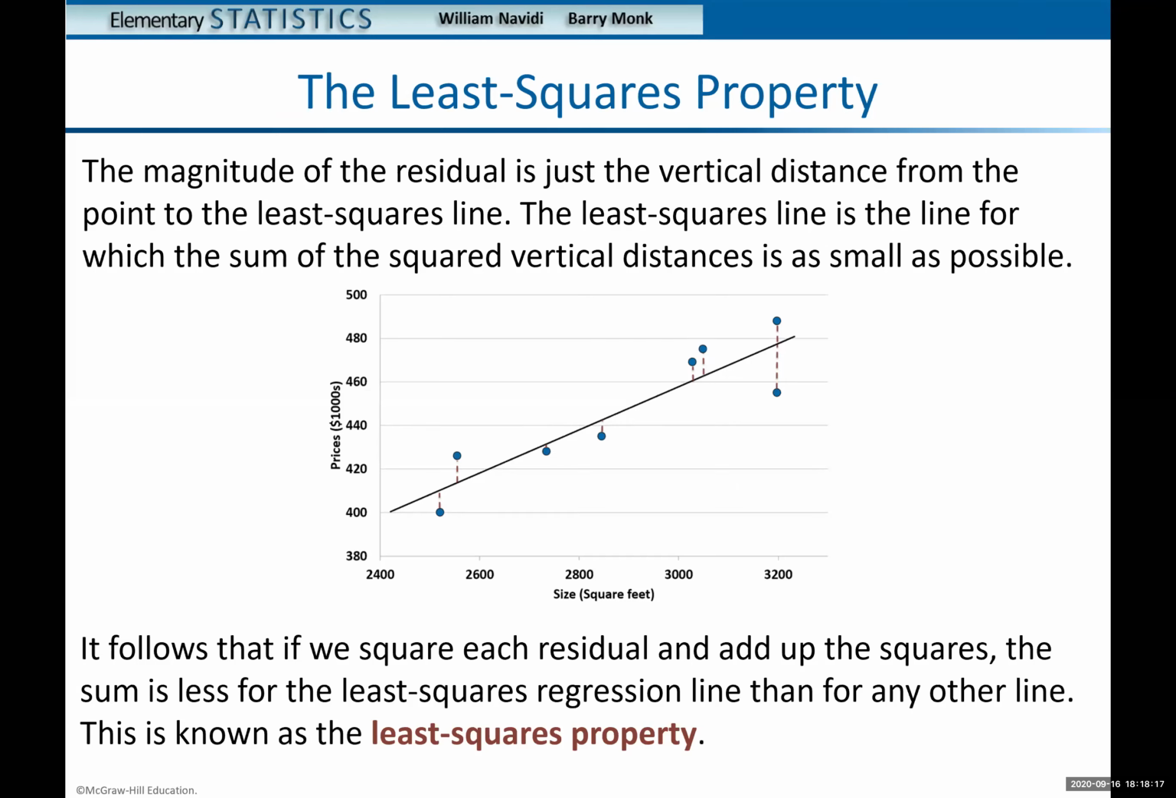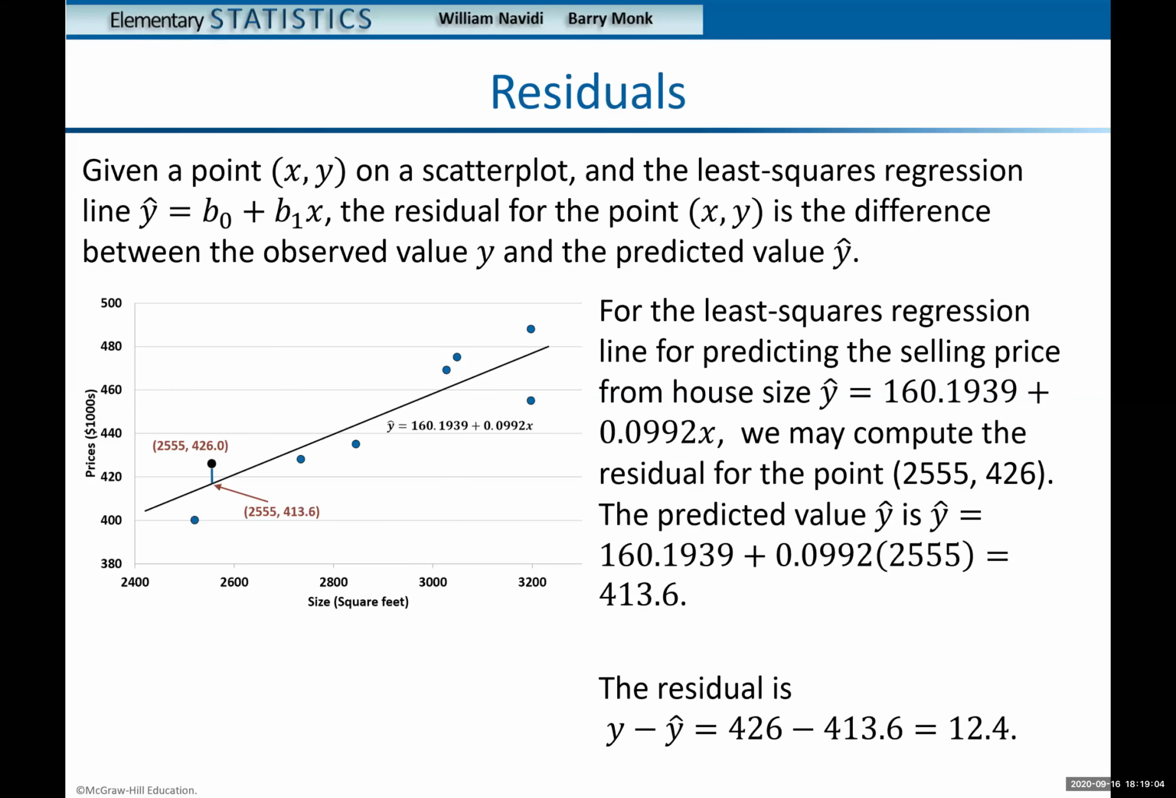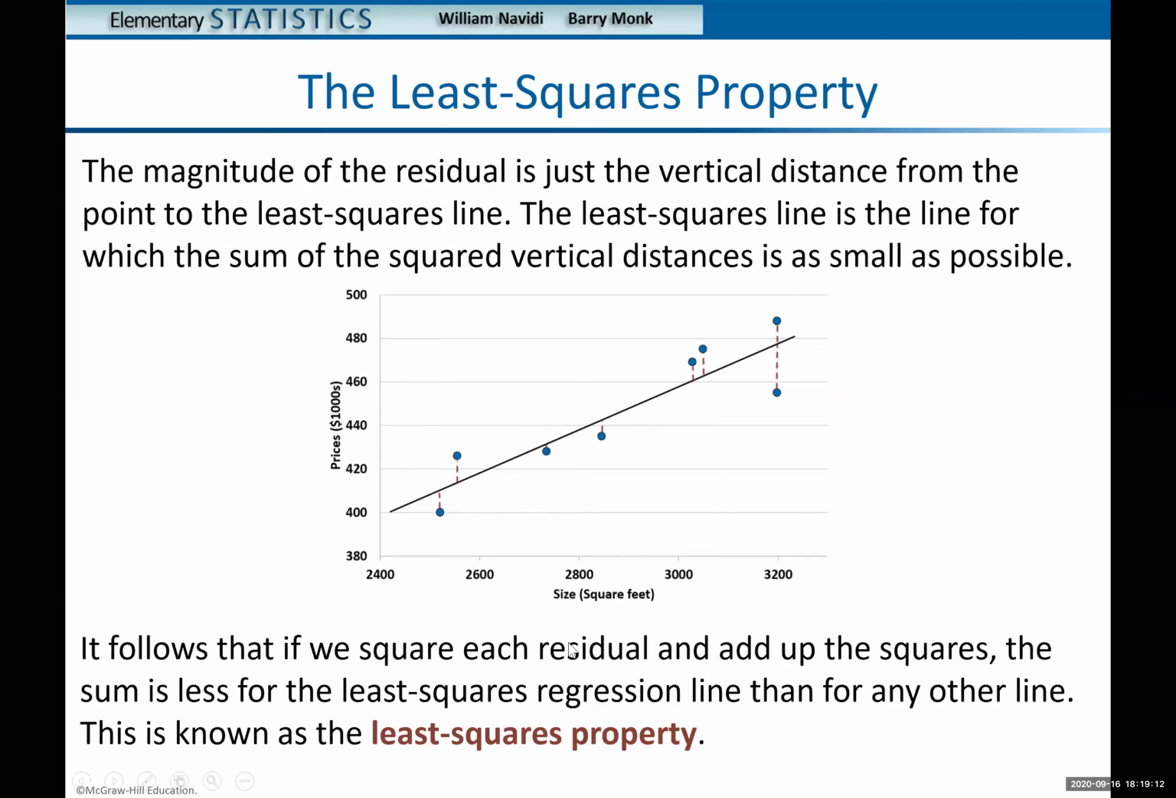And we have the least squares property. I actually already explained it. The magnitude of the residual is just the vertical distance from the point to the least squares line, just like what I showed you earlier. From the point, draw a vertical line to the line. The least squares line is the line for which the sum of the squared vertical distances is as small as possible. It follows that if we square each residual, and do the same thing for all the 8 points and add up all the squares, the sum is less for the least squares regression line than for any other line. That is what we call the least squares property.